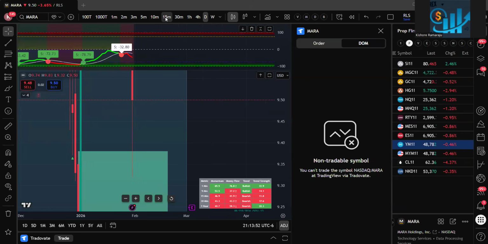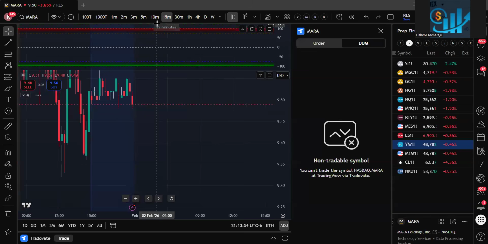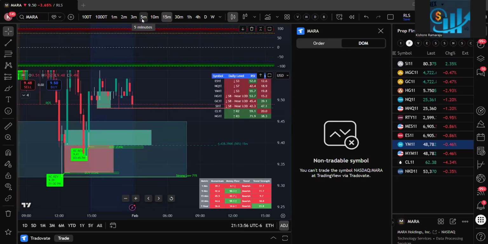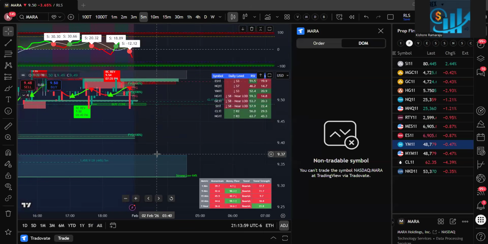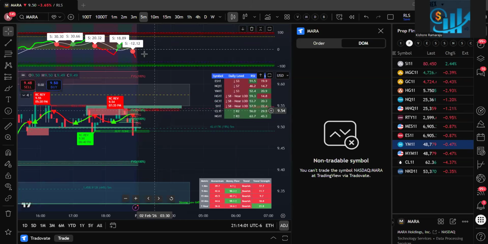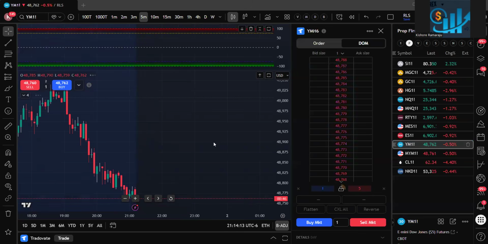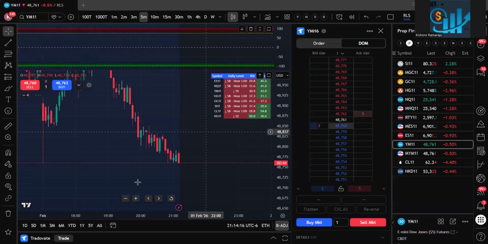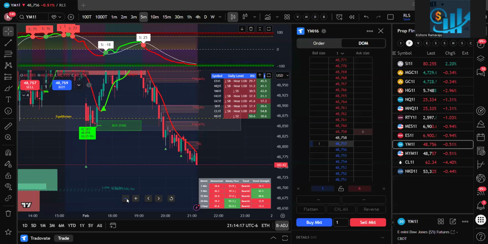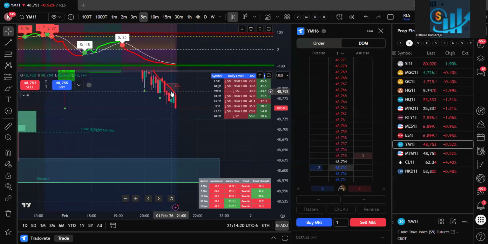If you are doing 15 minutes or 30 minutes, you can hold for 1 or 2 days. If you are using 5 minutes, that is mainly for day trading. So based on your portfolio, your time, and your schedule, you have to choose the time frames. YM dropped much further. YM will come all the way down.